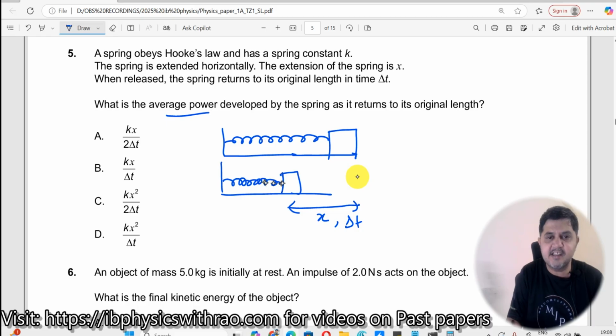Now, why should it come back? Because it has a restoring force, and it has some energy stored in it, which makes this object be pulled by it, right? So the energy stored over here is seen to be half k x squared. When I ask you about the average power, what is average power? Average power is nothing but energy divided by time. So I will divide this by delta t.